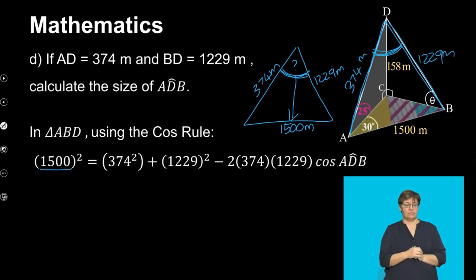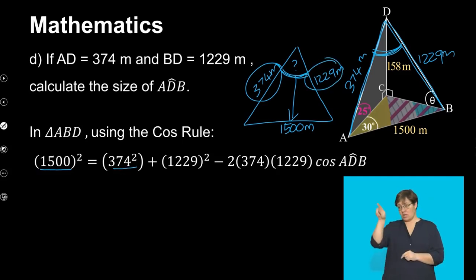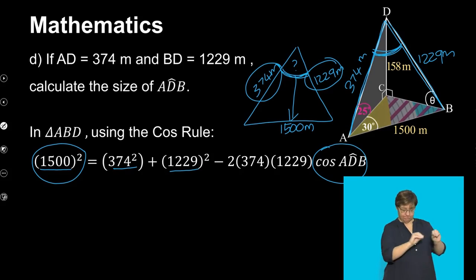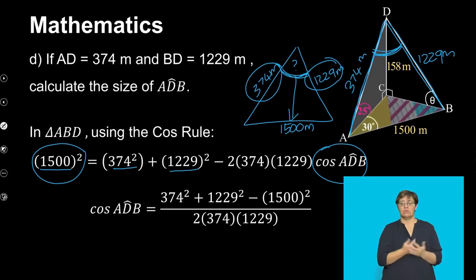Okay, so it's going to start off with 1,500 meters squared equals that squared plus that squared, so 374 squared plus 1,229 squared minus 2 times 374 times 1,229 times cos of the angle. And remember, because we started off with 1,500, we're going to end up with the angle across it, and the angle across it is the angle we're looking to find. So the first problem again is to rearrange this. Remember, we've done this lots of times before. So cos ADB will simply be 374 squared plus 1,229 squared minus 1,500 squared, divided by 2 times 374 times 1,229.